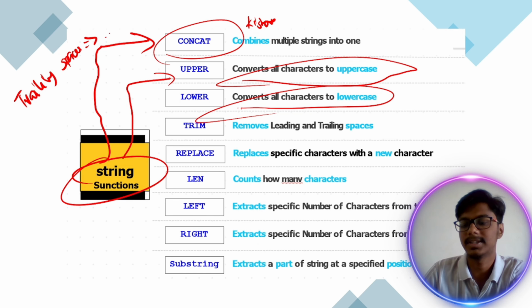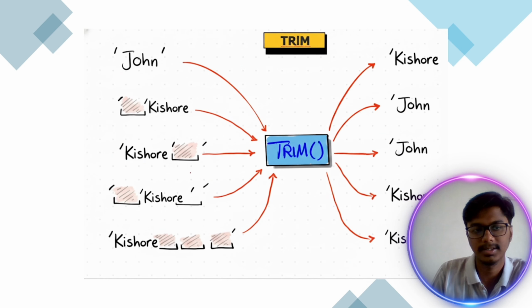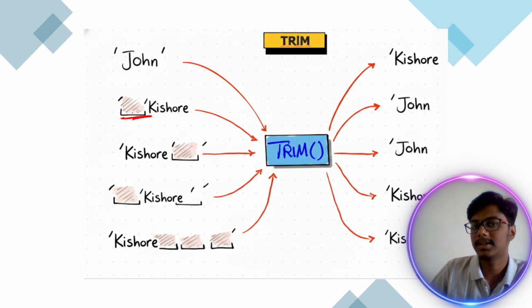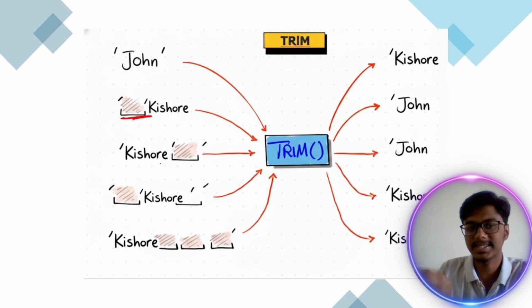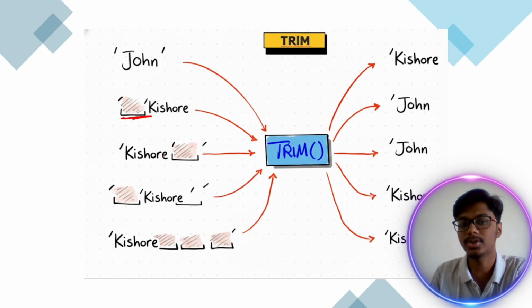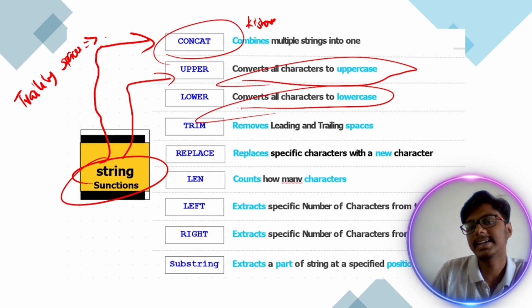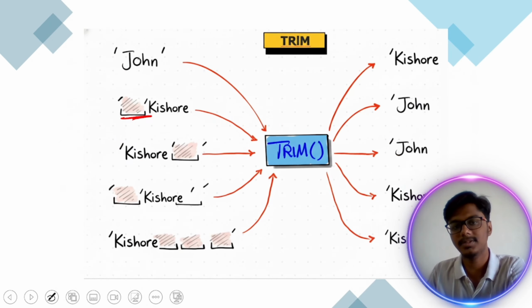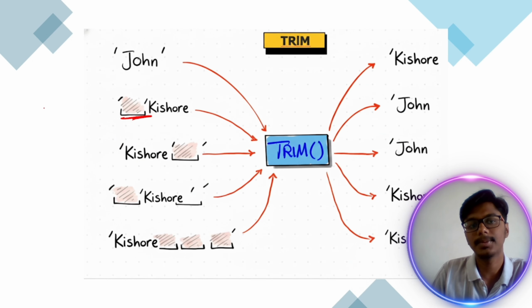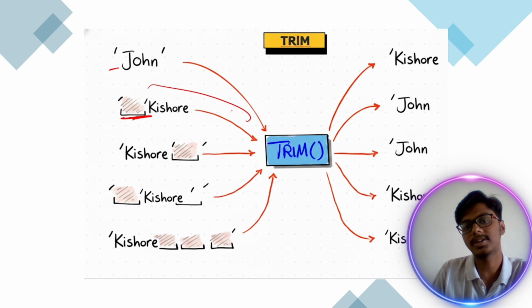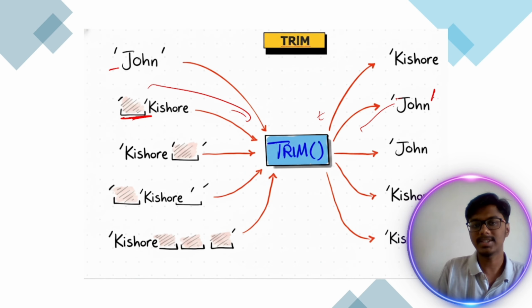I'm going to write it down here. In some cases, the user presses some spaces before entering the name. So there are some spaces. We are going to trim the string. That's how the trim function works: it removes the leading and trailing spaces. If we give John with some spaces before it to the trim function, it will give John without any leading or trailing spaces.